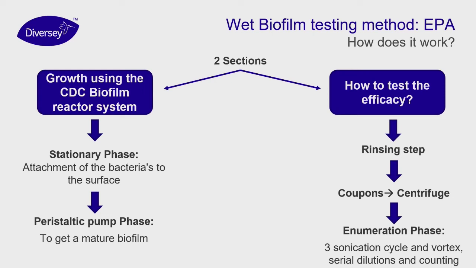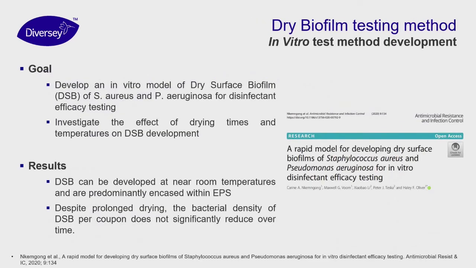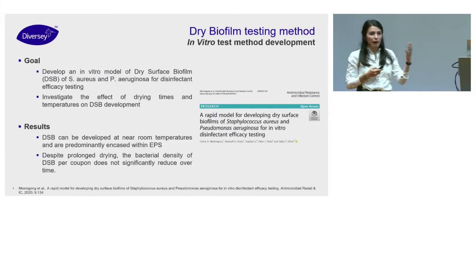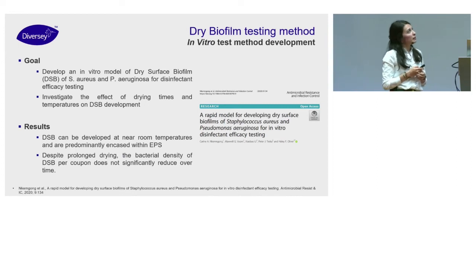And then, of course, you have the second part. The second SOP is really how to test the efficacy. So you have a rinse step. You use, of course, coupons. You use a centrifuge. And then you have the enumeration phase, where you do your serial dilution, and then you are able to count what is left. So that was for the wet, and I invite you, if you want to know more about the wet biofilm EPA test method, to have a look at the test method itself.